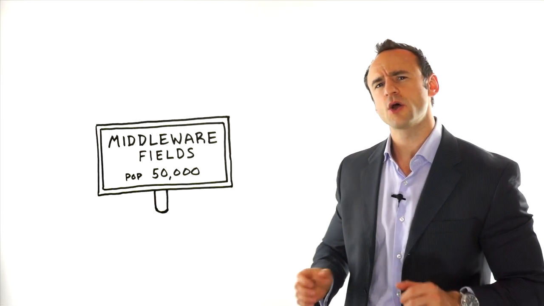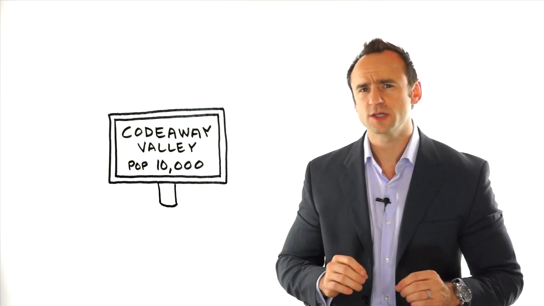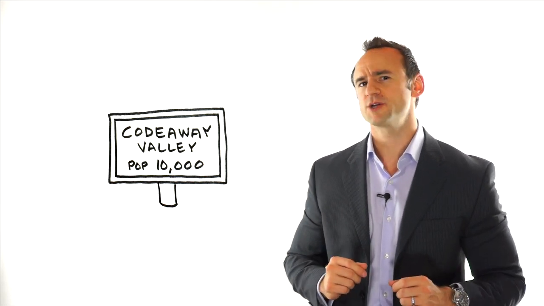My name is John Brunswick and we're going to look at identity and access management capabilities. What are they and why would an organization potentially benefit from leveraging them? In order to do this, we're going to use our two fictional communities. Middleware Fields, where Jim manages all of the building's maintenance and operation. The other, Codaway Valley, where Bob manages all of the building maintenance and operations.